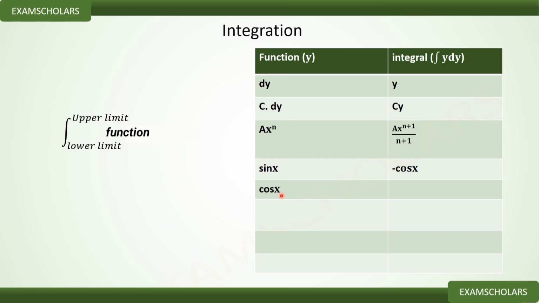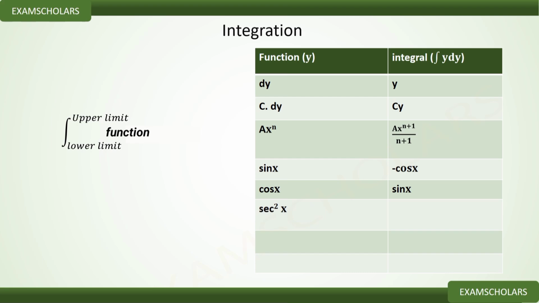The next one is cos x. Very simple. When you differentiate cos x, you get minus sine x. When you differentiate sine x, what are you getting? Is it not cos x? It's cos x. Now, when you integrate cos x, what are you going to get? Sine x. Very simple. The next one is sec squared x.